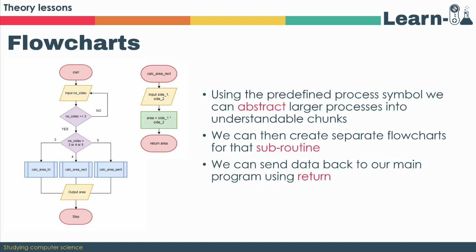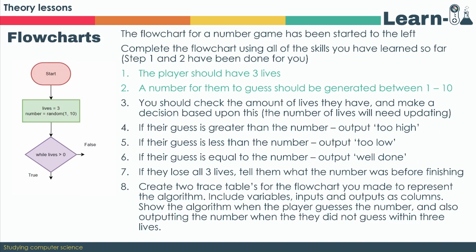We would then send 6 back to our main program and output that area at the end. Okay, so just as a little exercise, what I would like you to do on your worksheet is to work out the subroutine for calc area of a trie and then calc area of a pent. Okay, what we are then going to do, it's your last little challenge, is to put this all together.